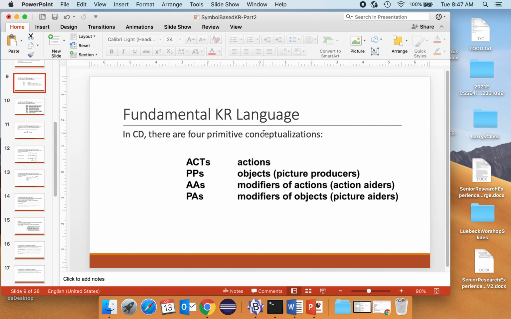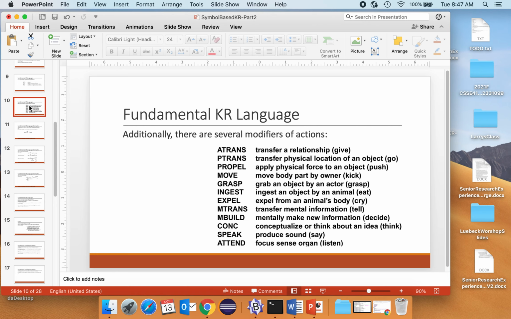So they have 4 primitive conceptualizations. So they're actions, they're objects, they're modifiers of actions, and they're modifiers of objects. All right, and these are the shorthands, ACT, PP, AA, PA. So then they have these modifier of actions.